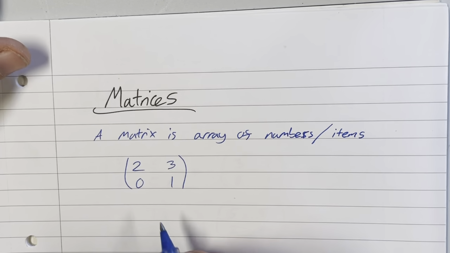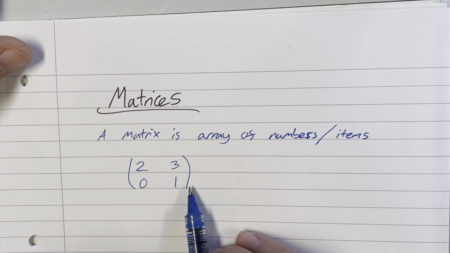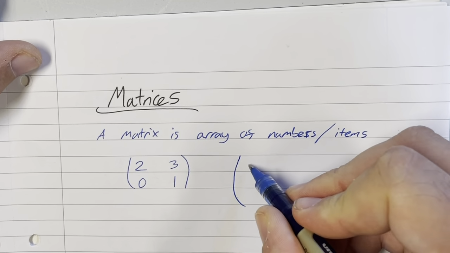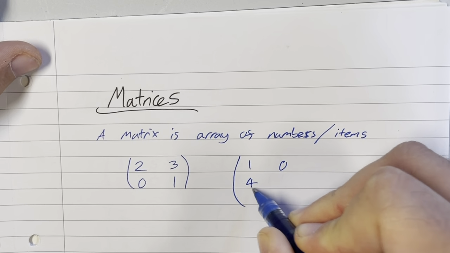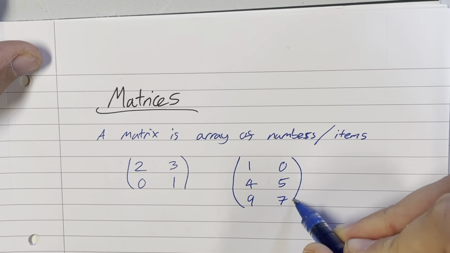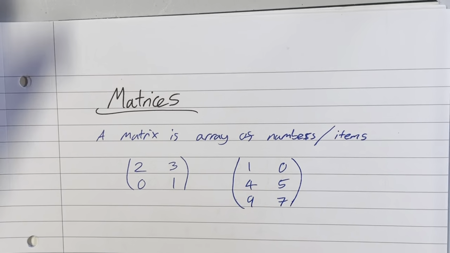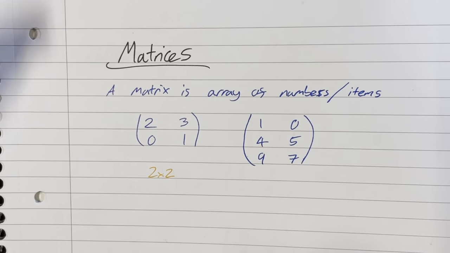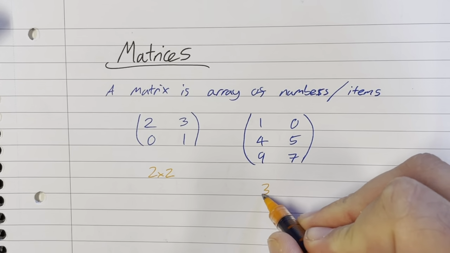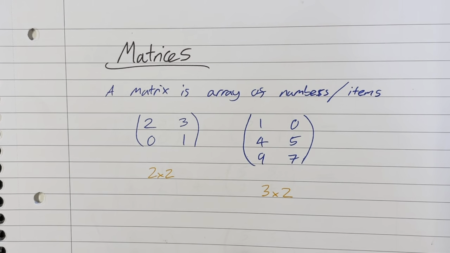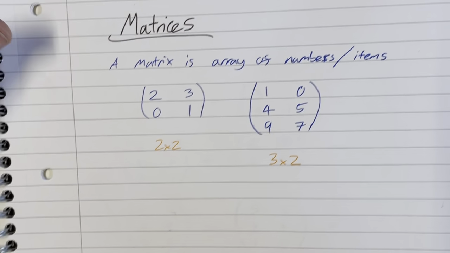And you can have different size matrices. So this is a 2 by 2 matrix because it's got 2 rows and 2 columns. But you might have this matrix: 1, 0, 4, 5, 9, 7. There we go. And this one would be described as a 3 by 2 matrix. So this is a 2 by 2 because it's got 2 rows and 2 columns. This is a 3 by 2 because it's got 3 rows and 2 columns. Be careful not to mix it up with 2 by 3.